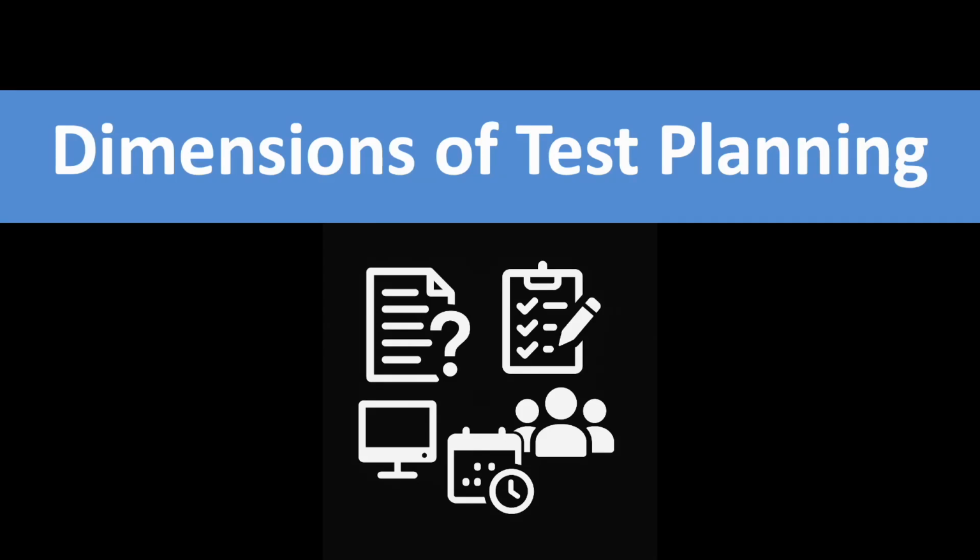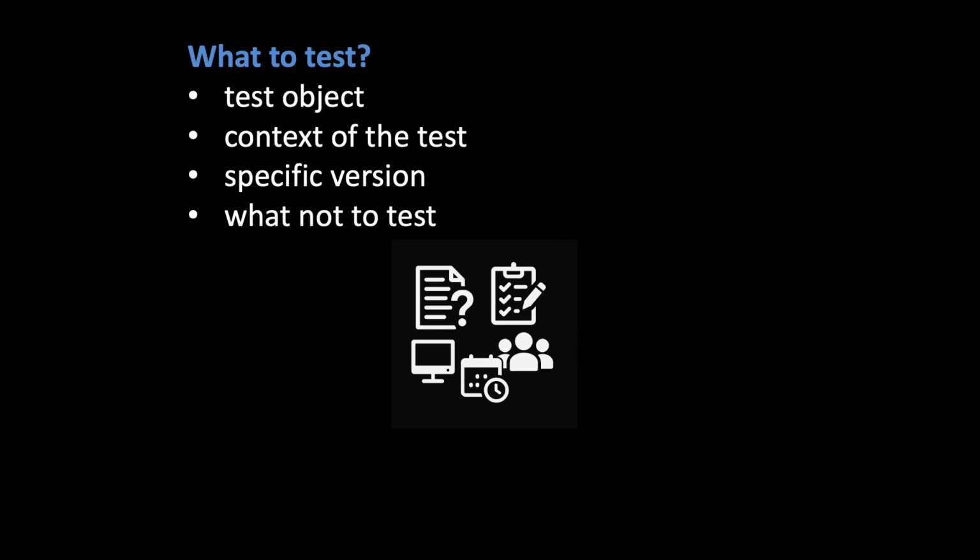For proper test planning, you have to consider a lot of things. Those are the dimensions of test planning. Starting with clarifying what to test. So the test object sometimes is very clear, but sometimes it's not. So it's important to have the knowledge which component or feature is under test and to specify it for the planning process.